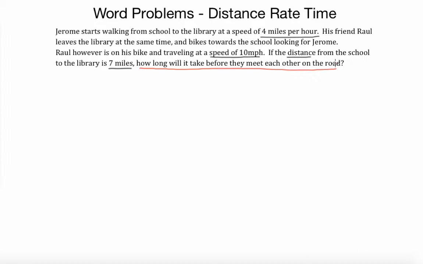All right, so distance, rate, time. I like to draw pictures. It just helps me visualize what's going on. So right here, let's call that school. And there's the road, and over here is going to be the library. Again, this is just a simple way to translate information that we know. We know this is a total distance of 7 miles. I'm given that from the problem.